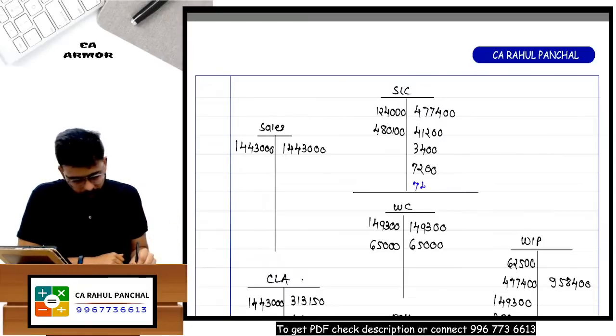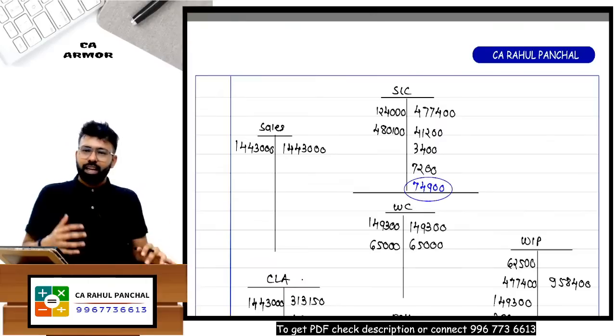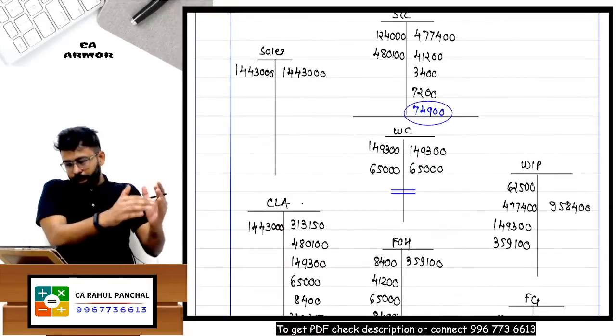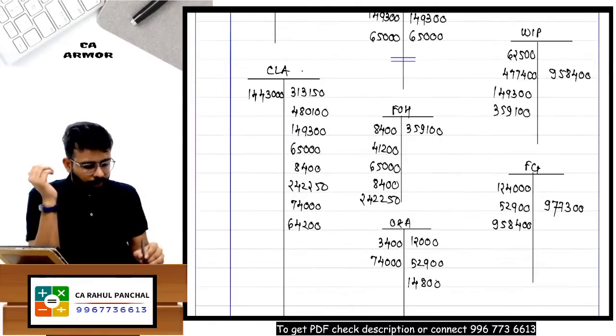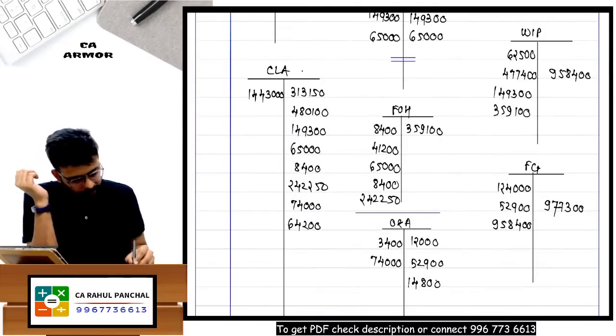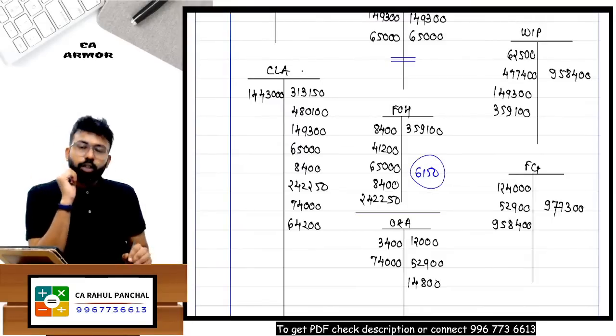It is going to be 74,900. That is your closing, the balance carried down. This will tally. Your wage control will tally, because whatever is paid has been absorbed. If I talk about factory overhead, there will be a balancing figure. If I talk about the balancing figure, it is going to be on this side, which is 6,150. Let's not waste time in calculation. 6,150.